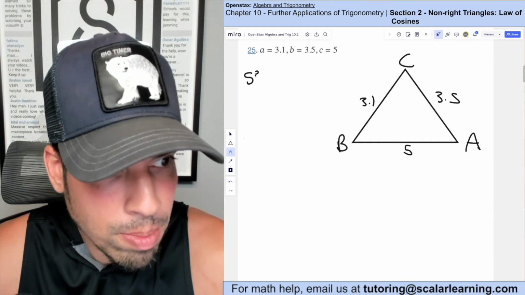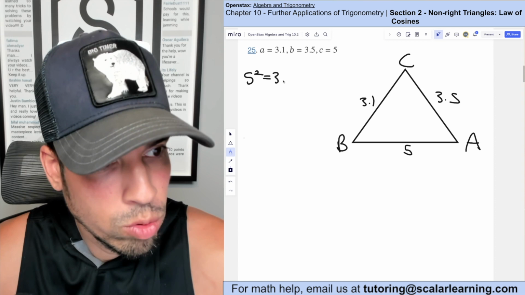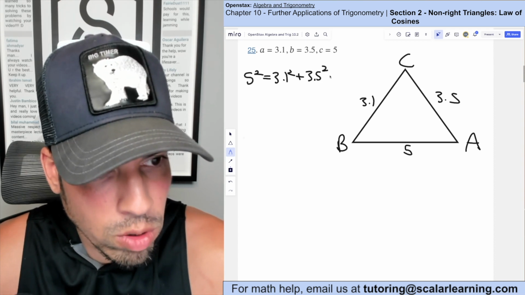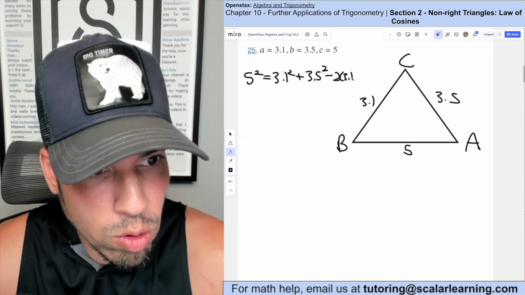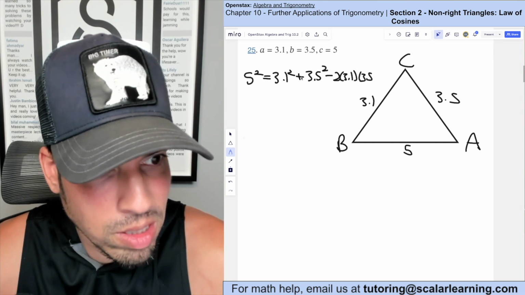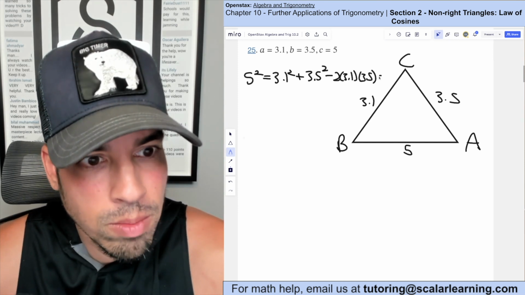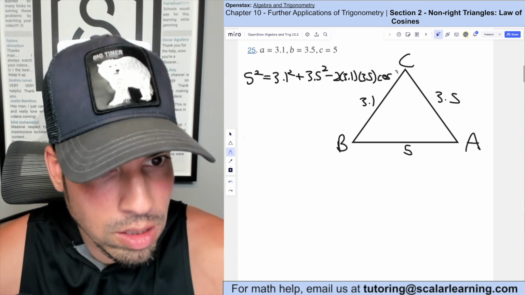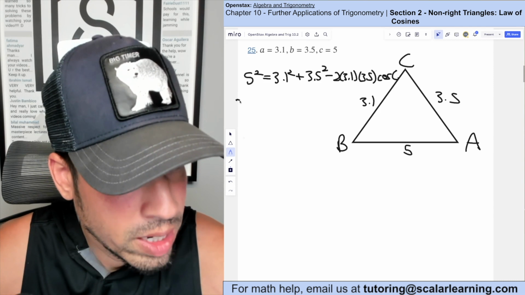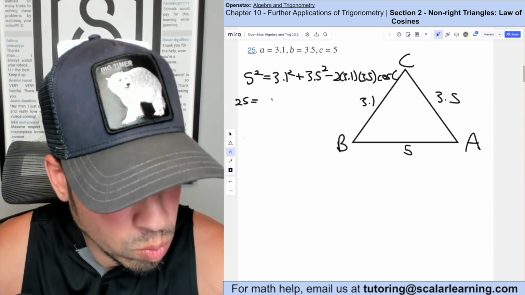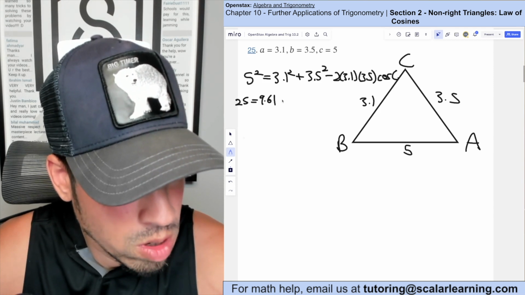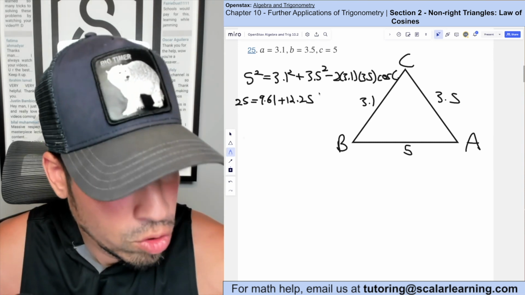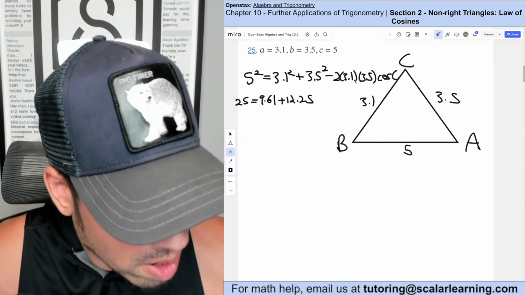So we start with that opposite side, 5 squared equal to 3.1 squared, the other side, plus the other side, 3.5 squared, minus 2 times 3.1 times 3.5, right? Those same sides here and here. And then times cosine of the opposite angle to this, which is C. So now as we simplify, we get 25 is equal to 3.1 squared is 9.61, 3.5 squared is 12.25, and then 2 times 3.1 times 3.5 is 21.7, and then we have cosine of C.